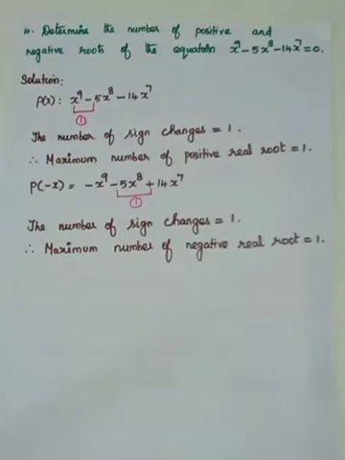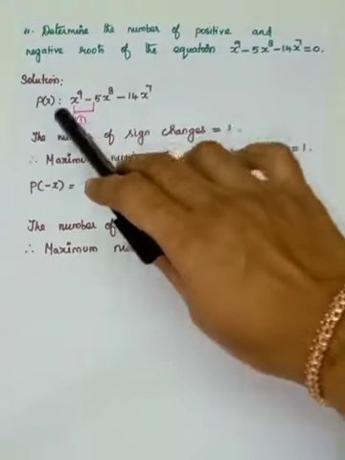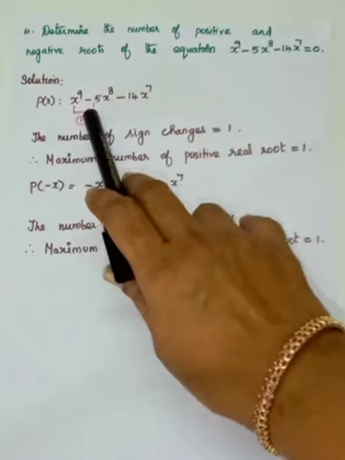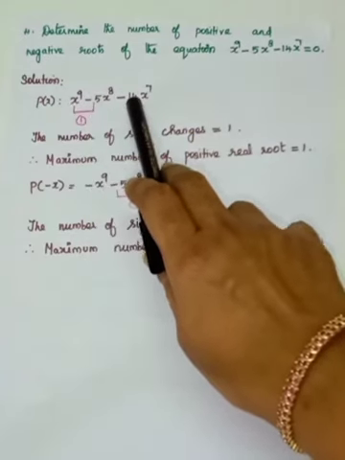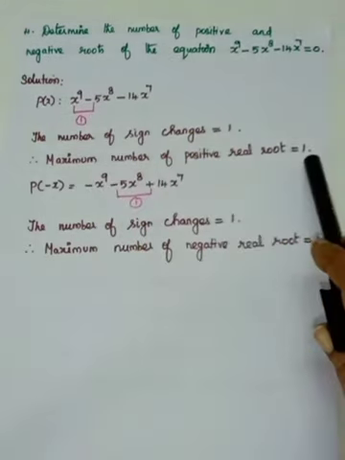Determine the number of positive and negative roots of the equation. So consider this polynomial p of x. So the number of sign changes is 1. Here also negative, here also negative. So the positive real root is 1.